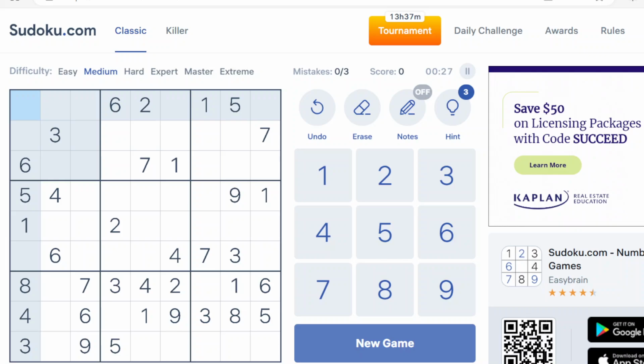Yo, so hello guys. Long time no see, I guess. I mean, not technically, it's been like 2 years. But I'm going to be trying out this game called Sudoku or Sudoku. Yeah, pronunciation is not my strong suit.